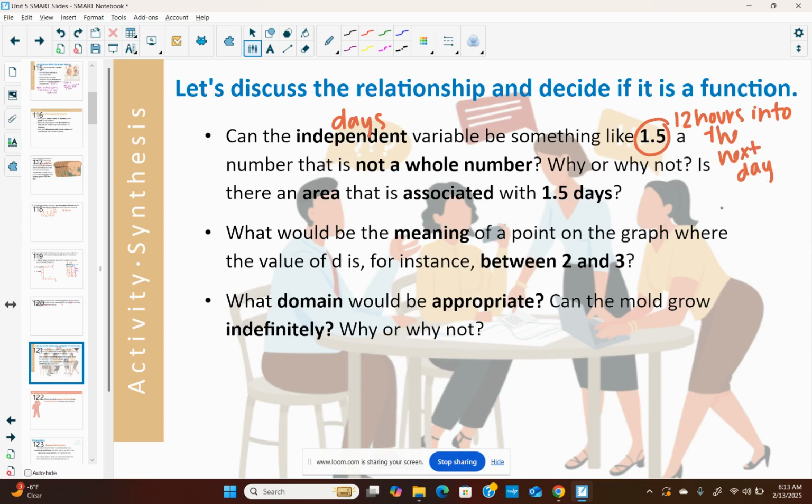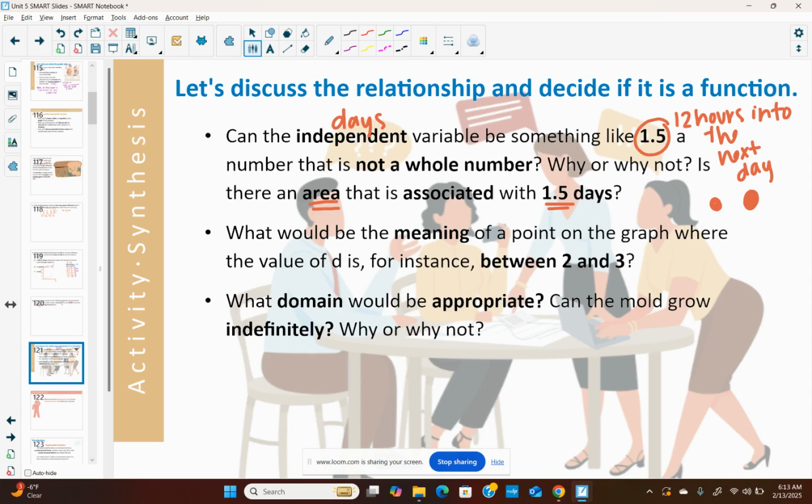So the mold doesn't just, you know, when you looked at it at 6 a.m., it was this big, and then it does nothing until the following day when it's this big. Right? It grows slowly over time throughout those days. So if you looked at it after 1.5 days, you would see that it had grown. It wouldn't have doubled yet because it's doubling every 24 hours or 1 day, but certainly there would be area associated with that 1.5 day.